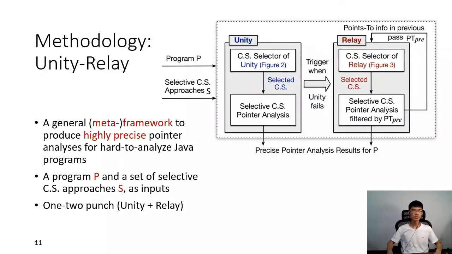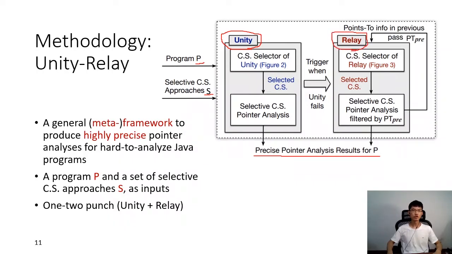Based on the insight, we propose Unity Relay. It is a meta framework to produce highly precise pointer analysis for hard-to-analyze Java programs by incorporating different selective CS approaches. It takes a program P and a set of selective CS approaches S as inputs, and outputs precise pointer analysis results for P. Unity Relay is a one-two punch. It first provides a mechanism called Unity, and when Unity fails to scale, it offers a scheme called Relay.